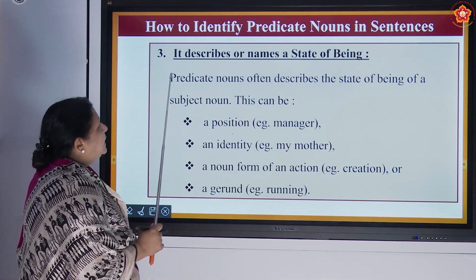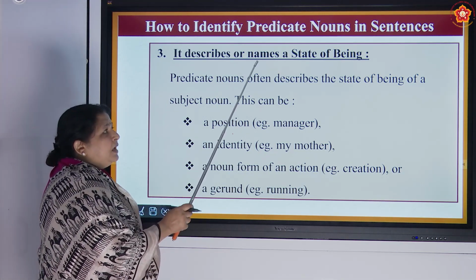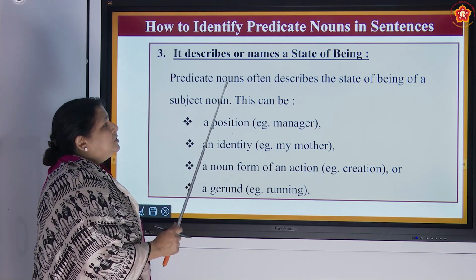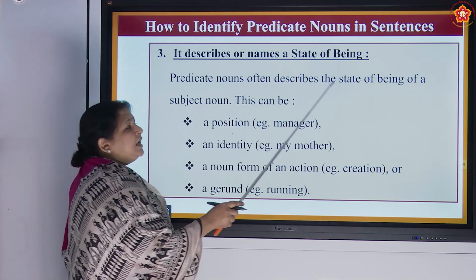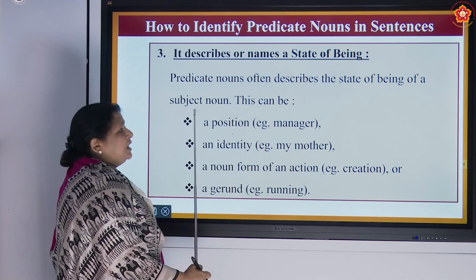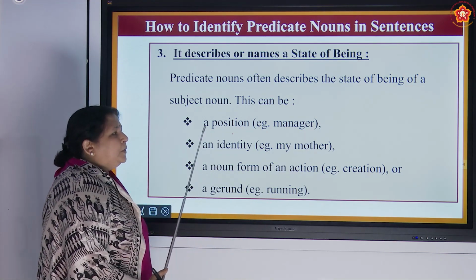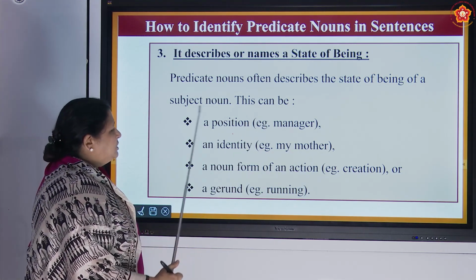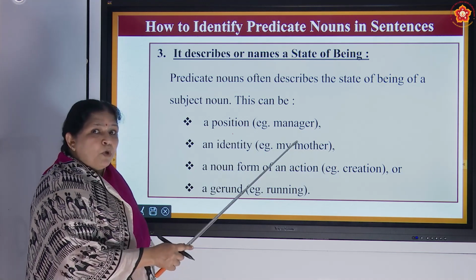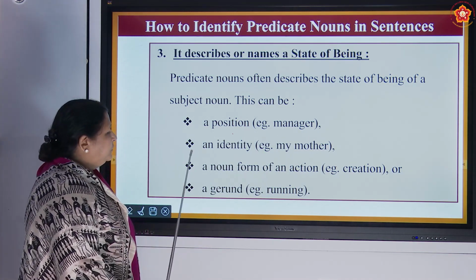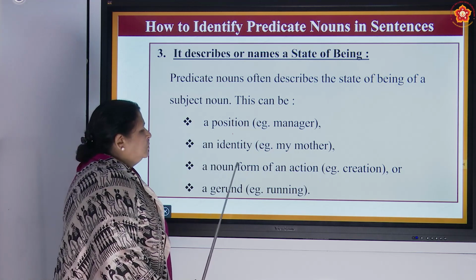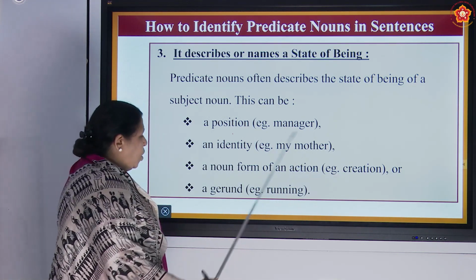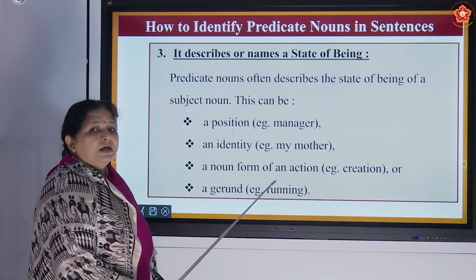Let me repeat this again. It describes or names a state of being. Predicate nouns often describe the state of being of a subject noun. This can be a position, that is, he is a manager. An identity, she is my mom, example my mother. A noun form of an action, example creation, or a gerund like running.